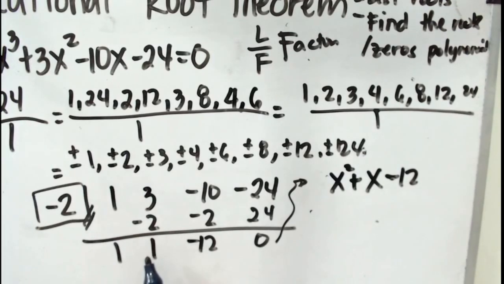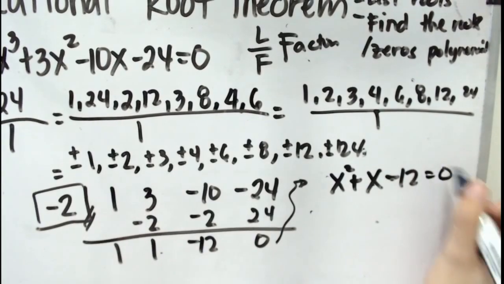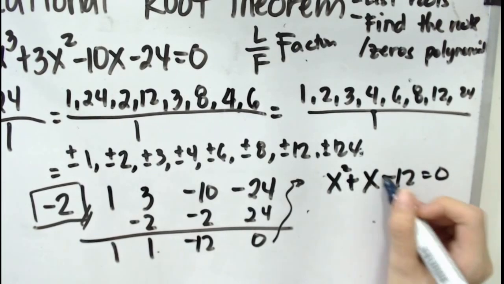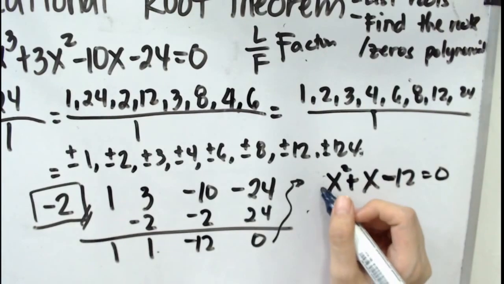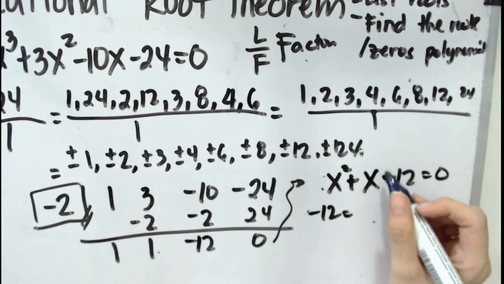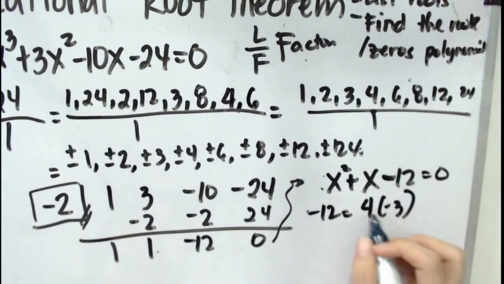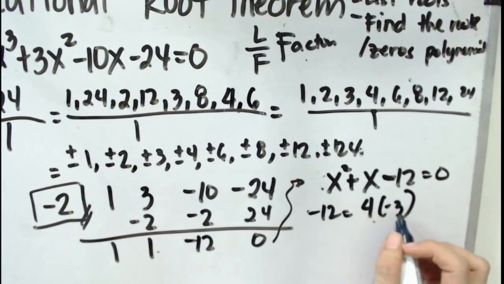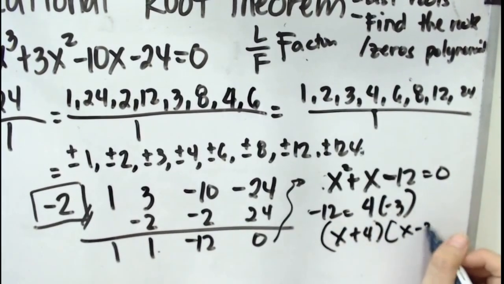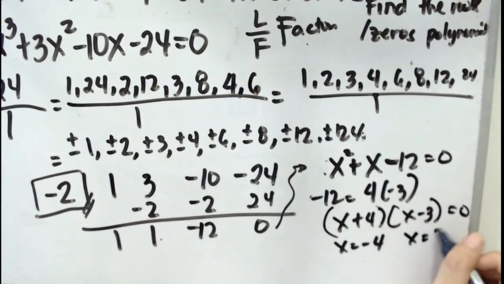We can now rewrite x squared plus x minus 12 equals 0. Factoring out, if you will remember quadratic equations, we factor the last term, -12, if and only if a is equal to 1. Factor 12 such that if we combine, we get the middle term, which is 1. We have here 4 times -3. 4 times -3 is -12. 4 plus -3 is 1. We have x plus 4 and x minus 3. We equate it to 0. That's why x is equal to -4 and x is equal to +3.